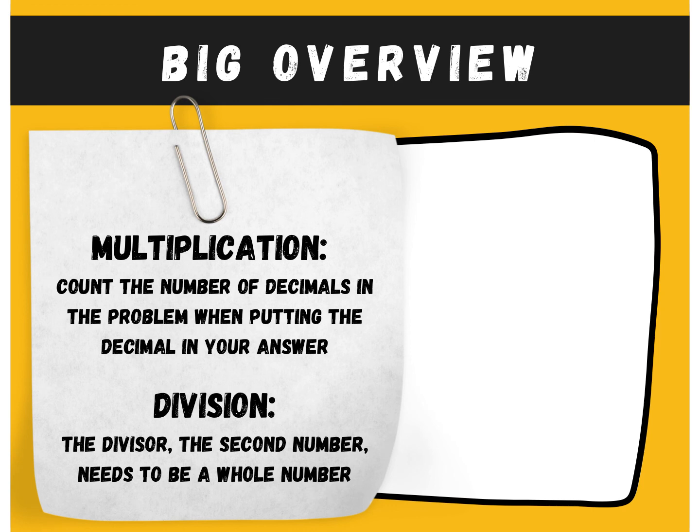All right, so the big overview, the nuts and bolts, the things you have to take away from this is, in multiplication, pretend like the decimal's not even there, multiply the two numbers, and then at the end, count how many decimals were in the original problem and make sure your answer has that same amount of decimals. In division, remember that the divisor, the second number, needs to be a whole number, so you might have to move that decimal over. You might even move it over twice, as long as whatever you do to the divisor, you do to the dividend also.